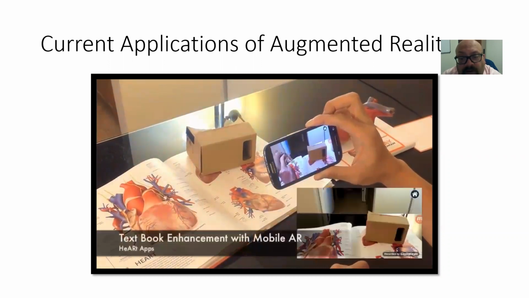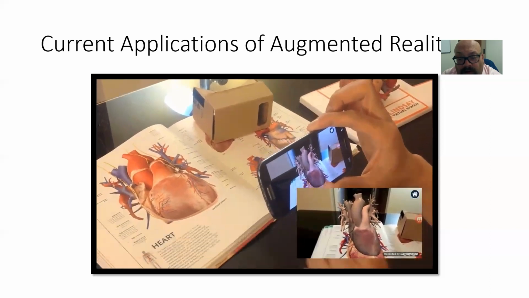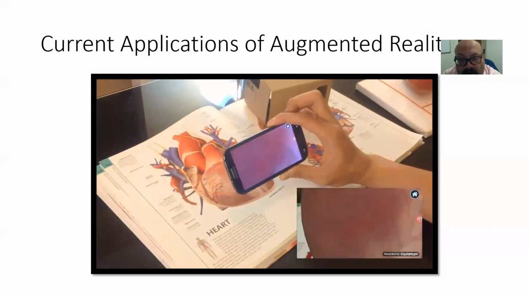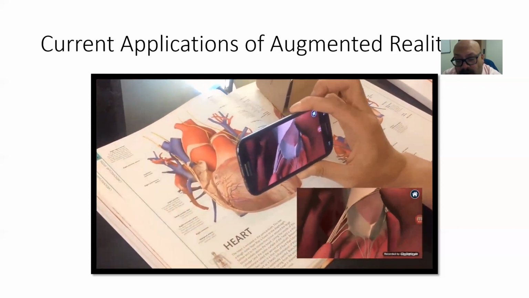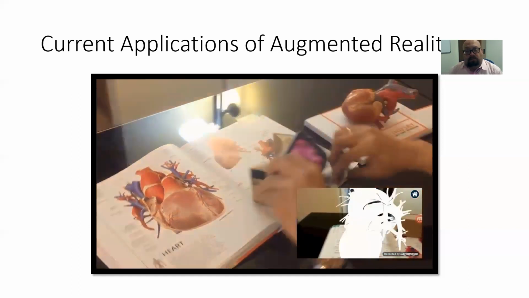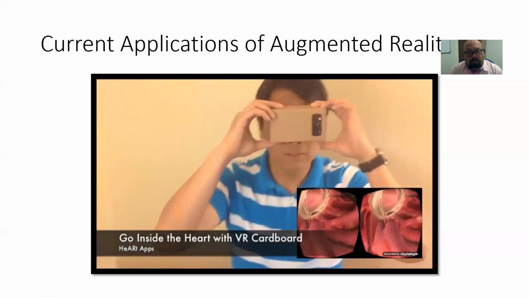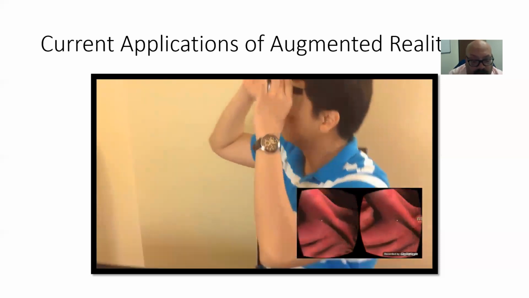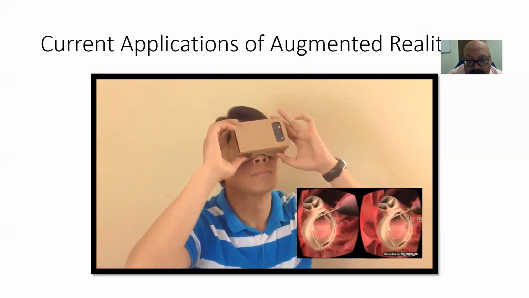So the name of this augmented reality app is called Heart, and it's showing right now how augmented reality is used in conjunction with learning about the heart. And it talks about how you can use a VR cardboard in conjunction with the Heart app to explore further how you can see and learn about the heart.